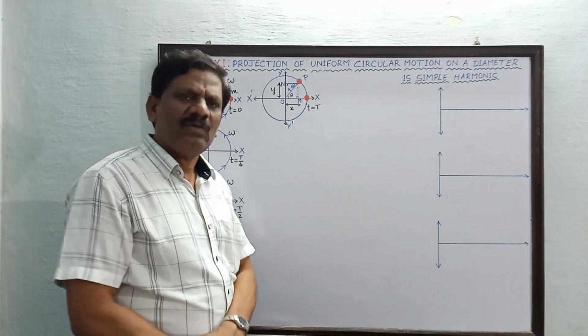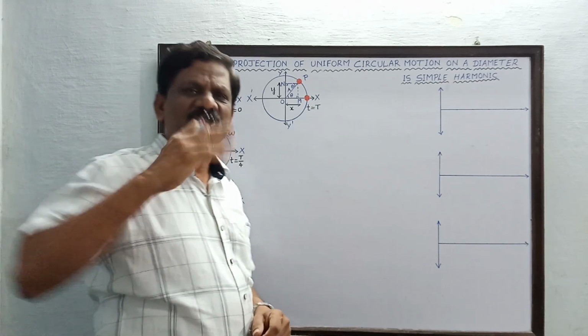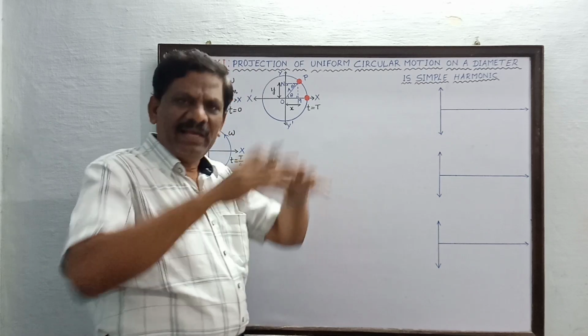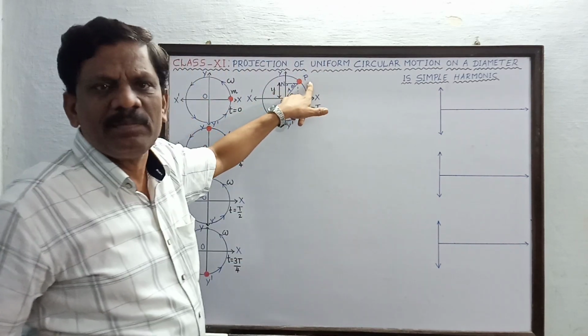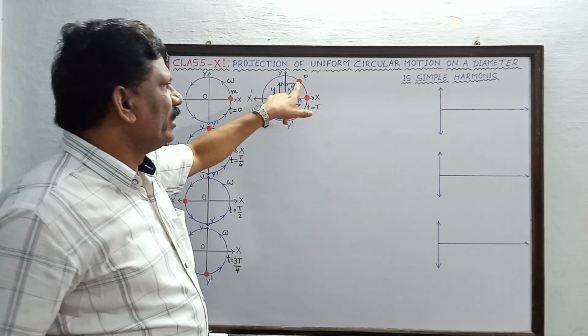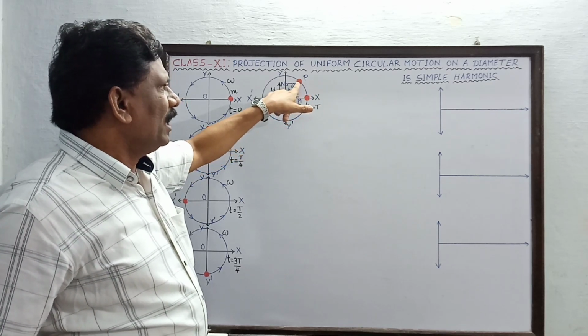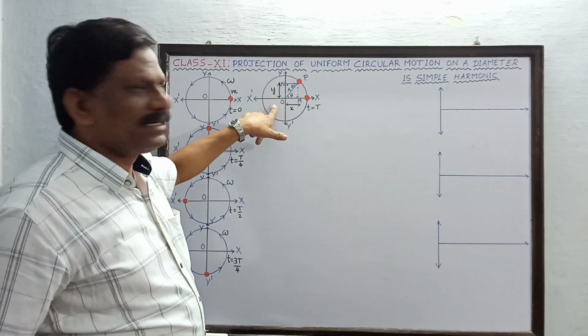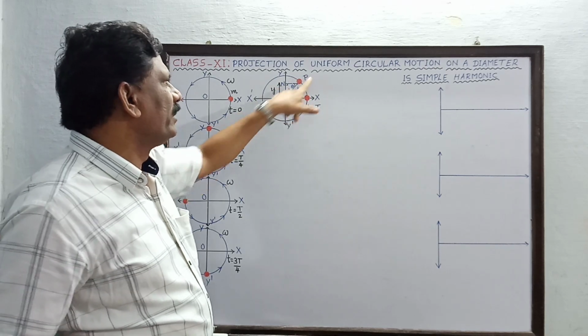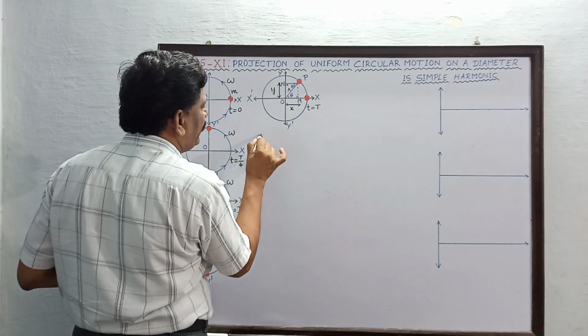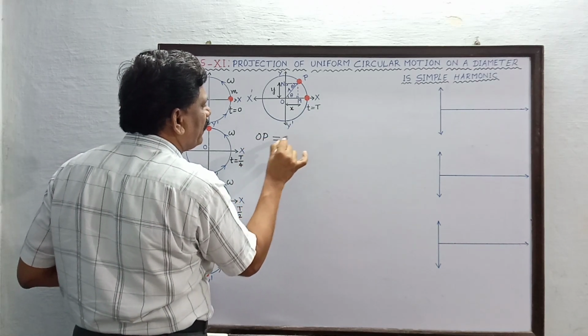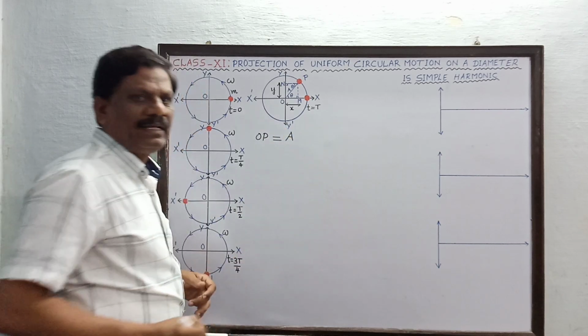Now I will consider the particle's position arbitrarily anywhere along the circumference. Say I have considered the particle at position P here. I join this outer circumference to the center, so that the straight line OP is equal to the radius. OP is equal to the radius, and I have represented it by capital A.